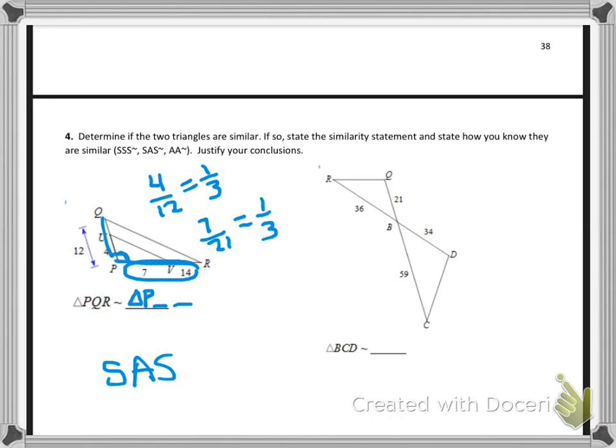All right, so angle P corresponds with angle P. Angle Q corresponds with angle U, and angle R corresponds with angle V. So I can say triangle PQR is similar to triangle PUV.